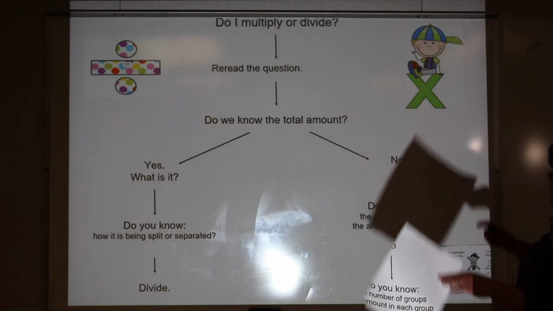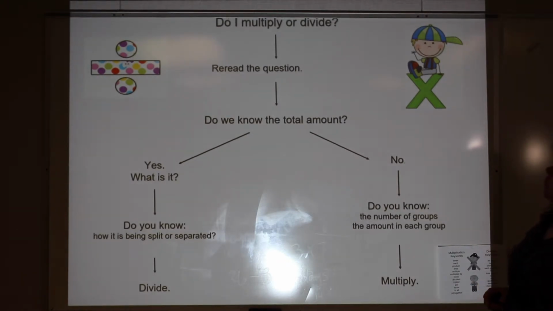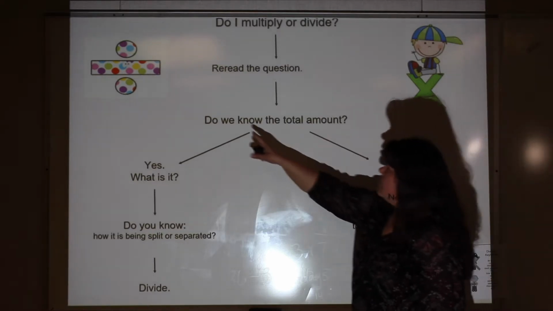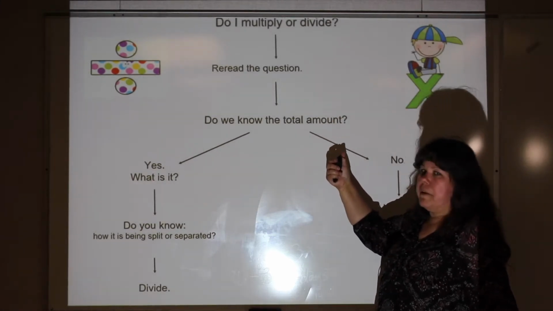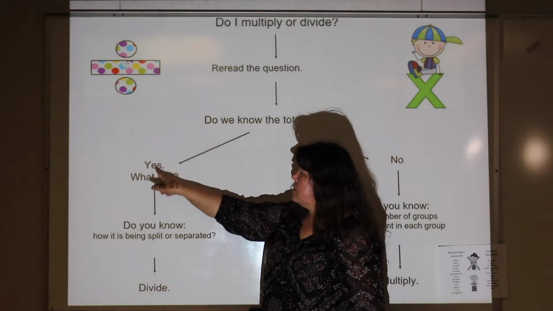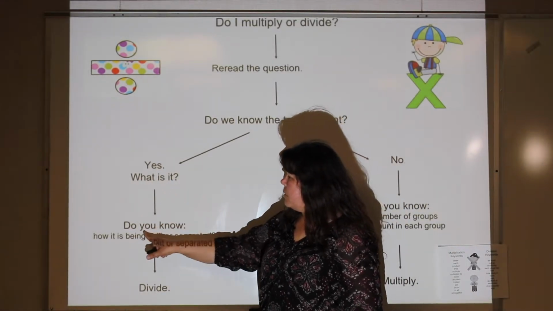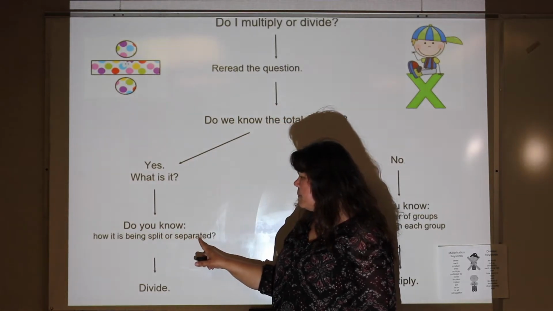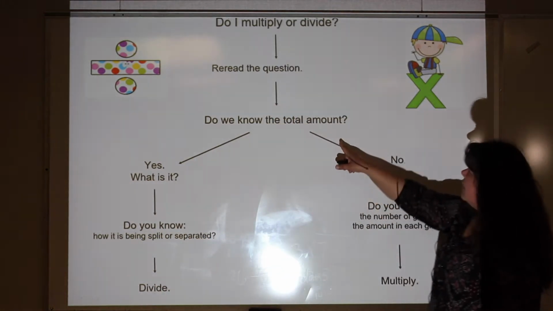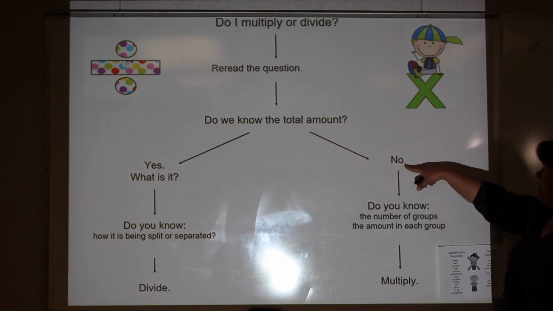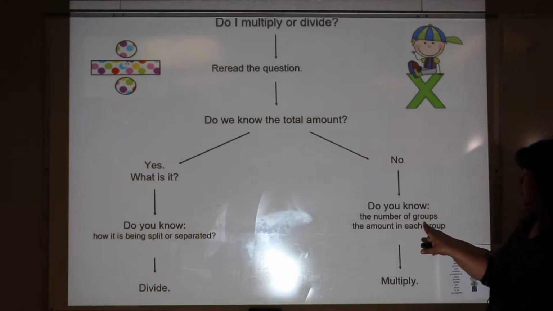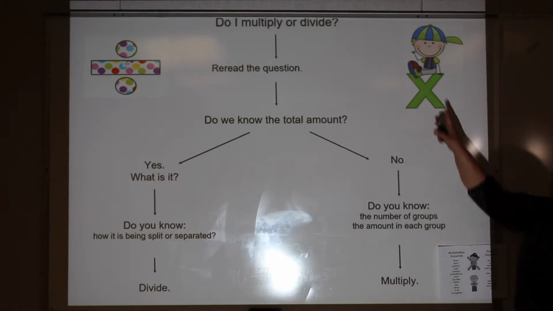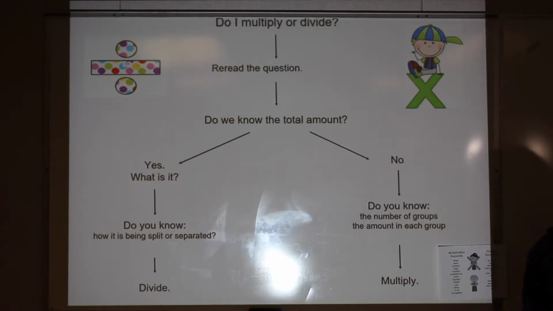So here's a really cool little diagram to let you know which one you do. It says, do I multiply or divide? First you have to read the question. Then, do we know the total amount? If you know the total amount, like there's 56, that's a total amount of whatever it might be, books, then do you know how it is being split or separated? You're going to divide. If you don't have a total amount, the answer is no. Then you go down. Do you know the number of groups and the amount in each group? Then you're going to multiply. So another good page to be able to go back to.